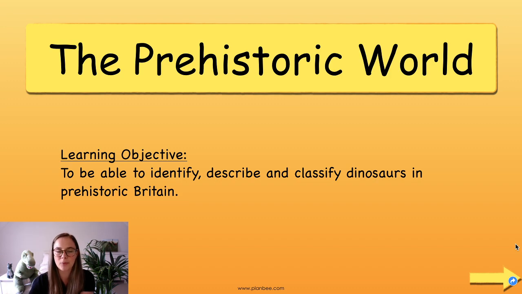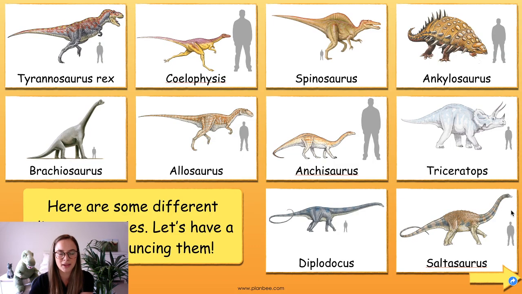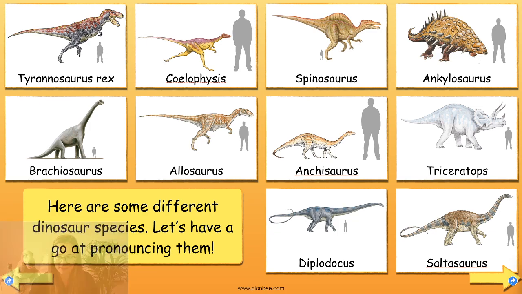So today we will be learning to identify, describe and classify dinosaurs in prehistoric Britain. So years and years and years ago, when dinosaurs roamed the earth. Here on the screen are some different species of dinosaur. I wonder if you've heard of some of these before. Now I wonder whether we should have a go at pronouncing some of the names of these dinosaurs. I know that I had to have a little practice before because some of them are really quite tricky.